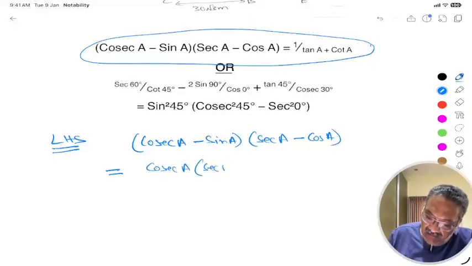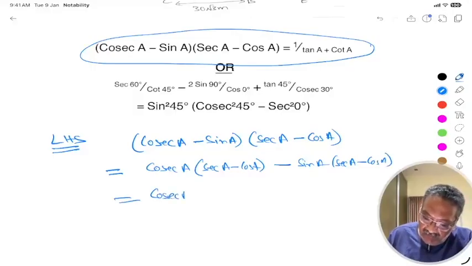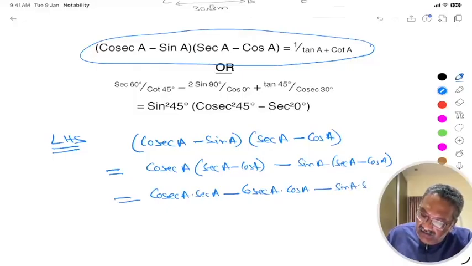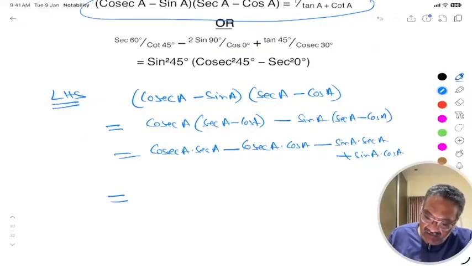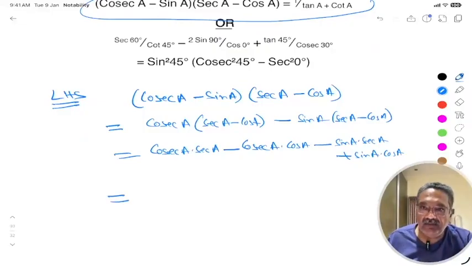Cosecant A into secant A minus cos A minus sin A into secant A minus cos A, which is equal to cosecant A into secant A minus cosecant A into cos A minus sin A into secant A plus sin A into cos A. Okay. So let us convert everything to sin and cos.